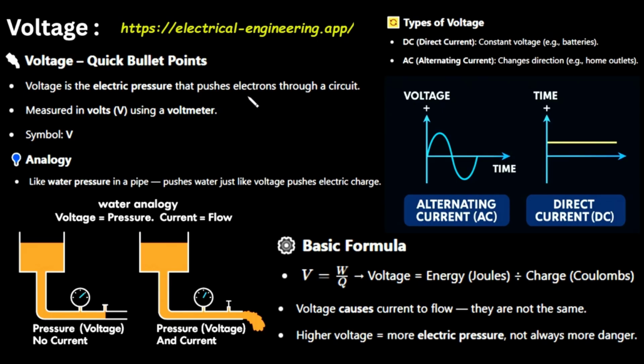What is voltage? Think of it as electric pressure. It's the force that pushes tiny particles called electrons through a wire or a circuit. Without this push, or pressure, electricity wouldn't flow.